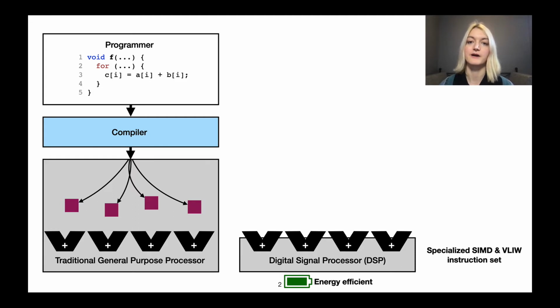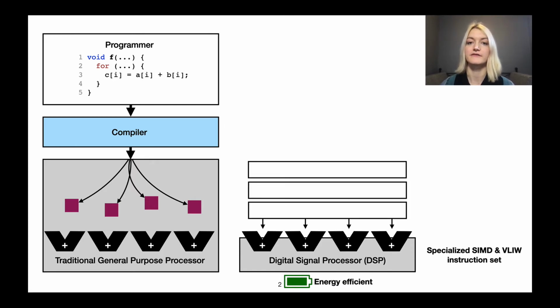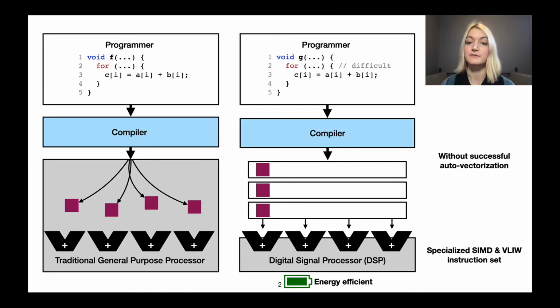However, DSPs prioritize energy efficiency, so they have simple in-order cores. This means that they expose a single instruction multiple data, or SIMD, instruction set that puts the burden of finding parallelism at the software level. So if we have the same program that's hard to vectorize, maybe because of a difficult to analyze for loop, and a compiler that fails to find auto-vectorization, we end up with sequential code that's slower and ultimately less energy efficient.